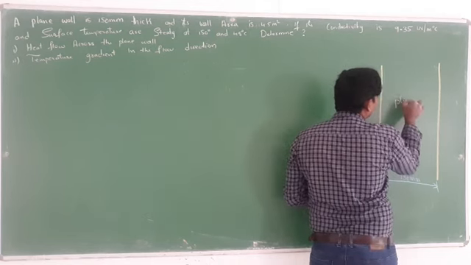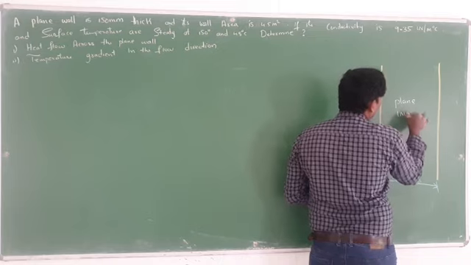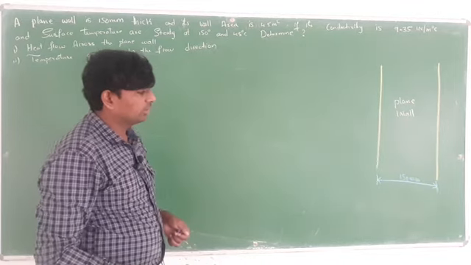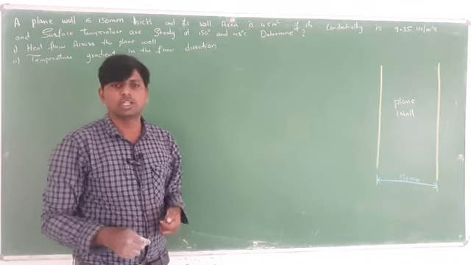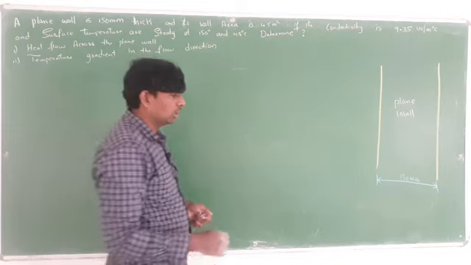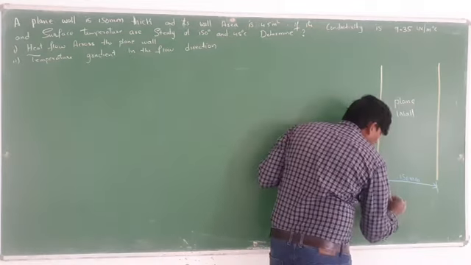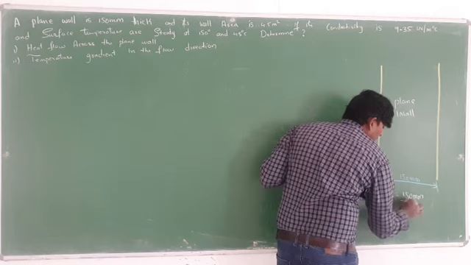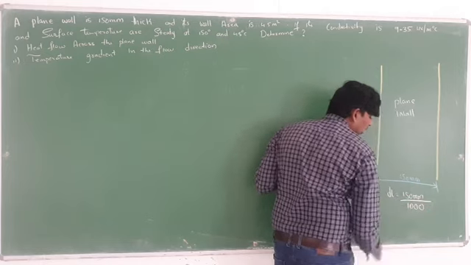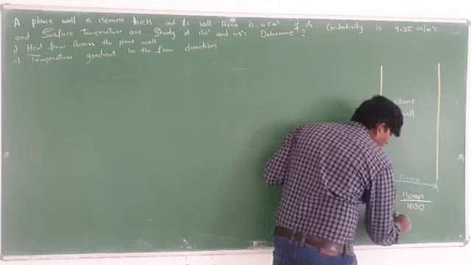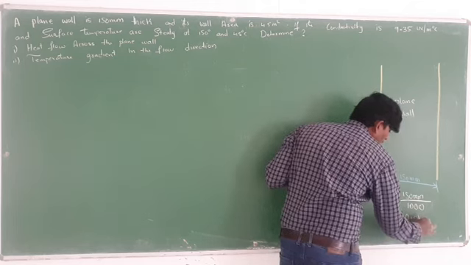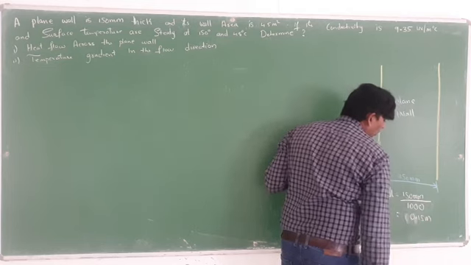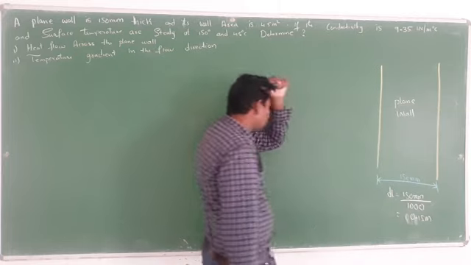Okay, now I will write here: plane wall. 150 mm thickness is given. So whenever thickness is given in mm, first try to convert it into meter. So L or Tx is equal to 150 mm divided by 1000. It will become 0.15 meter.